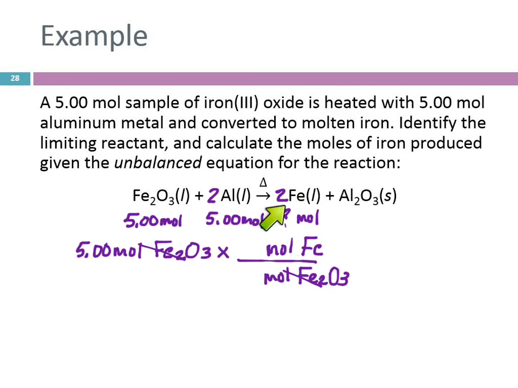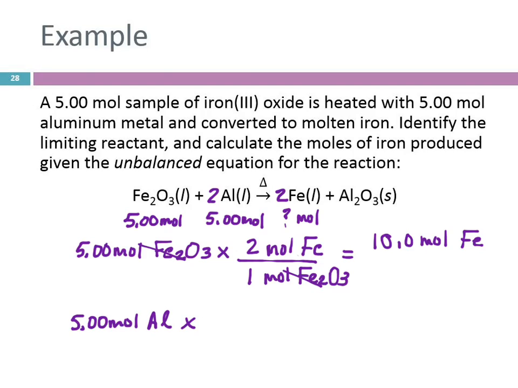Okay, so Fe. Moles of Fe, so there's 2 of those for every one of these. So that gives us 10. 10 moles of iron. And then we take, so that's this one. Then we take the other reactant, 5 moles of aluminum. The calculation follows the same pattern. We're going to the same ending, the moles of Fe.